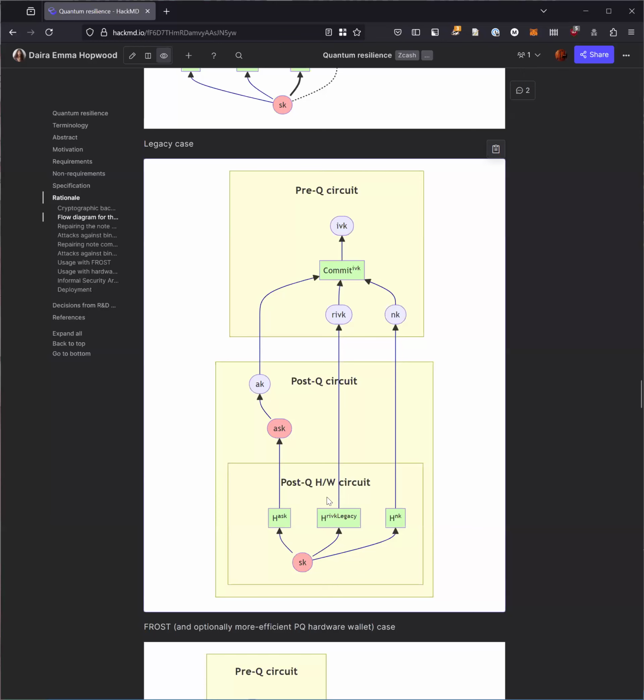If we can't figure that out, then to recover your funds from a hardware wallet in a post-quantum world, you would have to take that SK value off the hardware wallet to be able to make this proof, to do the recovery proof.